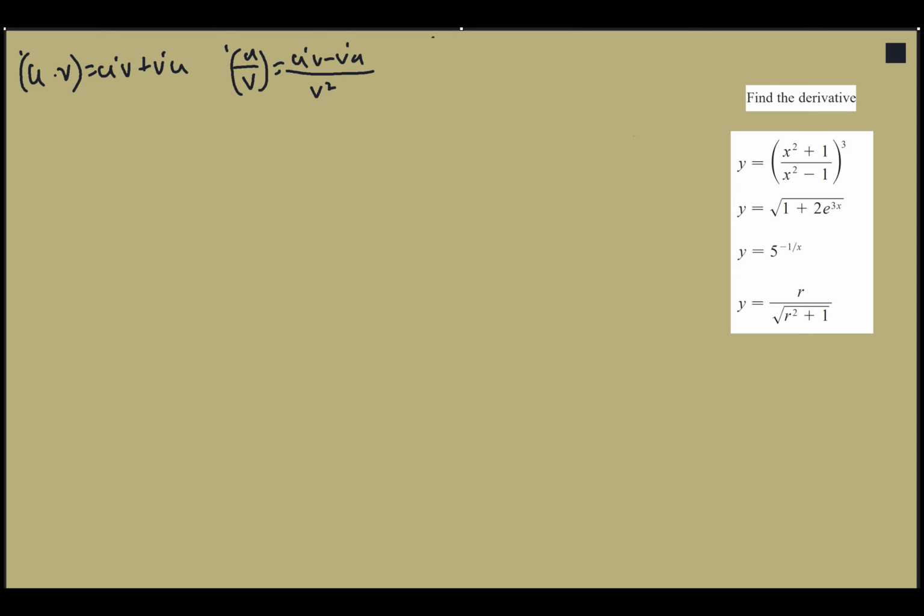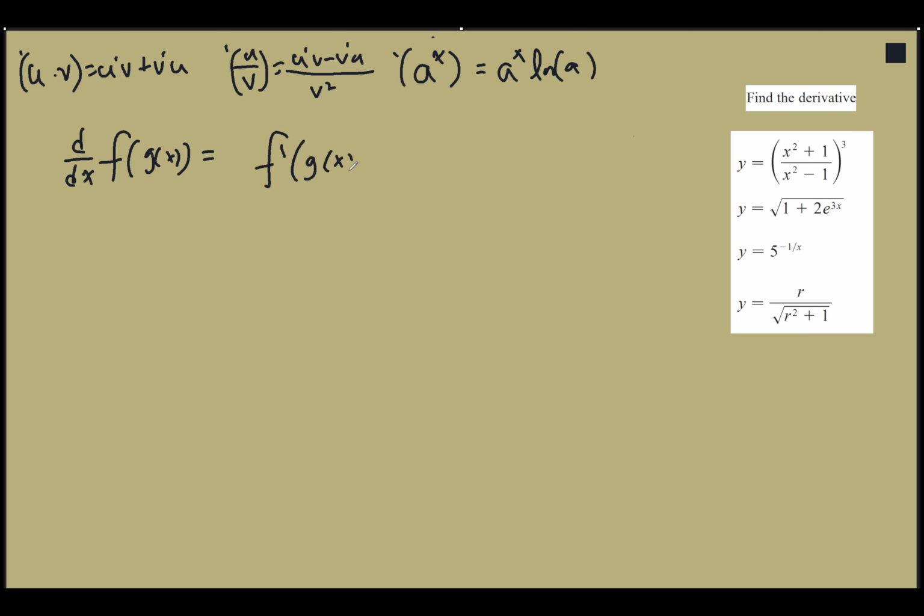And in the last lecture, we pointed out that a to the x, if you want to take the derivative of that, is equal to a to the x natural log of a. That's probably going to come in handy. And the chain rule, which is the whole reason we're here, says that if you want to take d/dx of an f of g of x, you will get f prime of g times g prime. The derivative of the outside with the original input times the derivative of the inside.